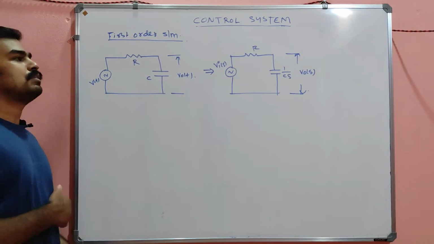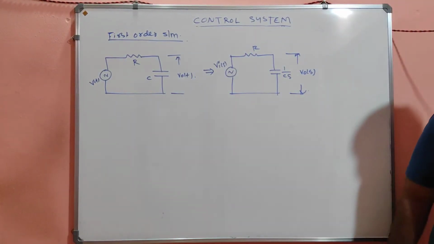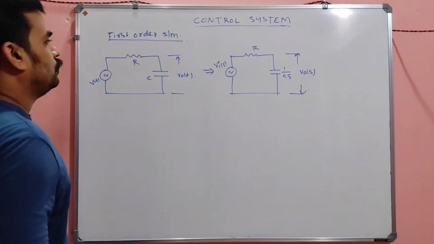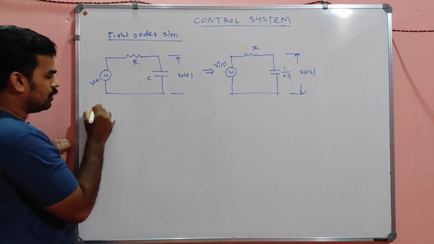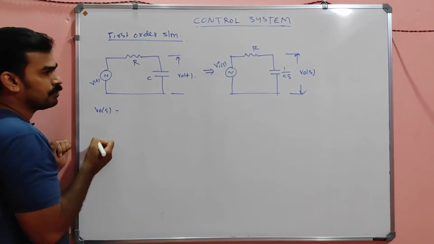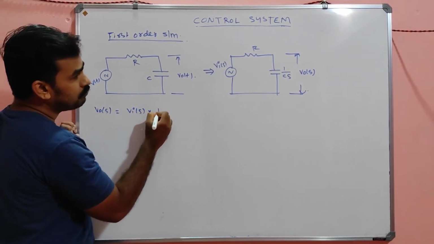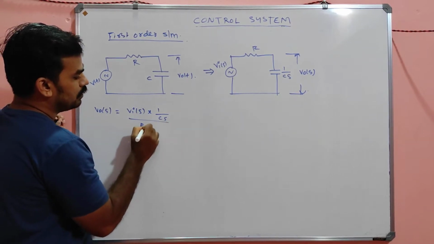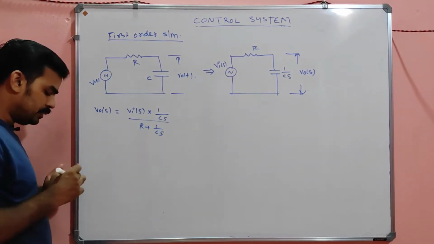Important is that we always convert our time domain system to the S domain, or Laplace transform, because it's very easy. So from the Laplace equivalent circuit, what will be V0 of S? V0 of S I can write as VA of S into 1 by CS, divided by R plus 1 by CS. Am I right or wrong, my dears?